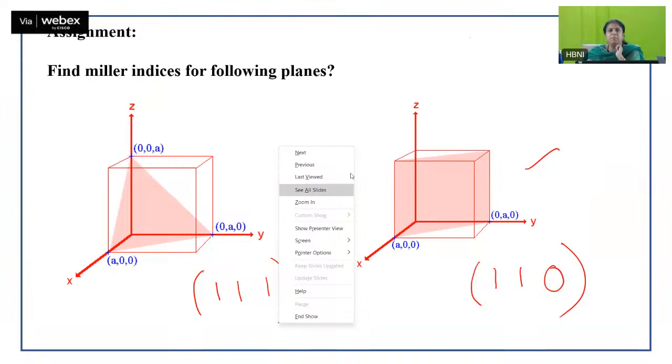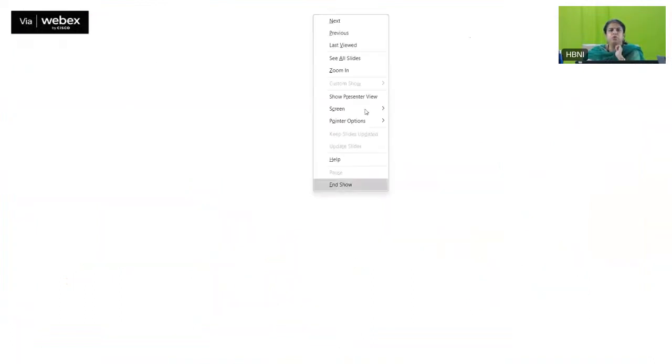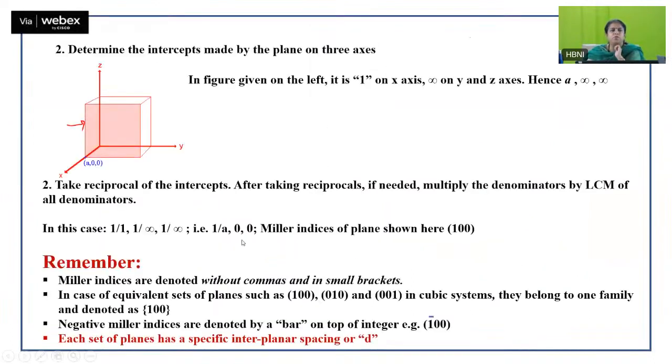Okay, some points that you should know, because conventions are also very, very important. Miller indices are denoted without commas. If you put a comma, it will become the coordinate of a point. And they are written in small brackets. If you are having an equivalent set of planes, now, what do you mean by an equivalent set of planes?